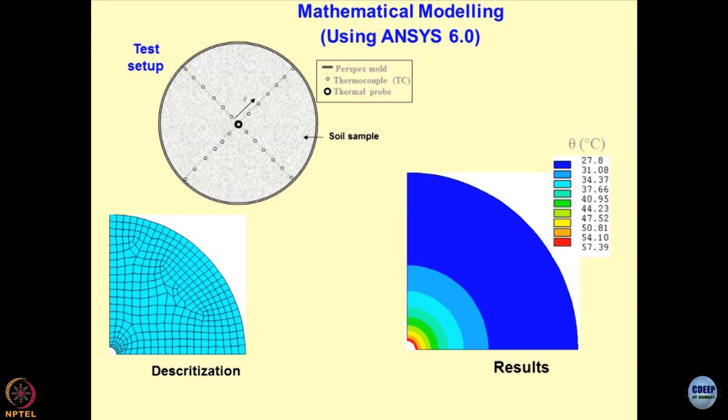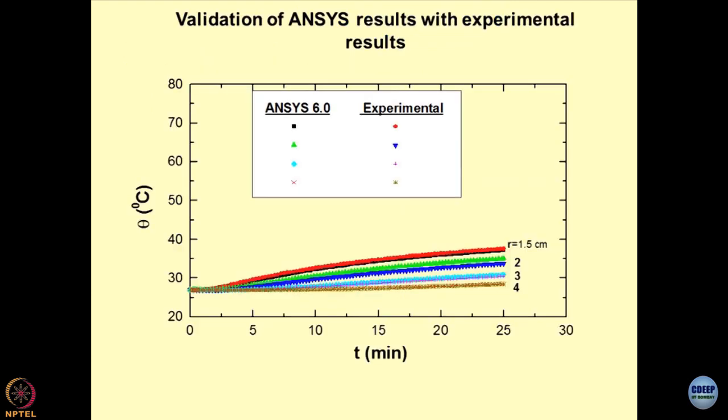So, this is a thermal profile which has set in the soil mass. Now, using this thermal profile, what we have done is we have again tried to find out how the time of heating gets scaled. So, if you plot the results of the ANSYS and the experimental results which we have obtained for different radial distance time, you will see they overlap quite well. So, this is the validation of your experimentation, or the validation of the mathematical code which you are using, or the validation of the parameters which you have selected for making a mathematical model. Fine. So, all these things have been taken care of.